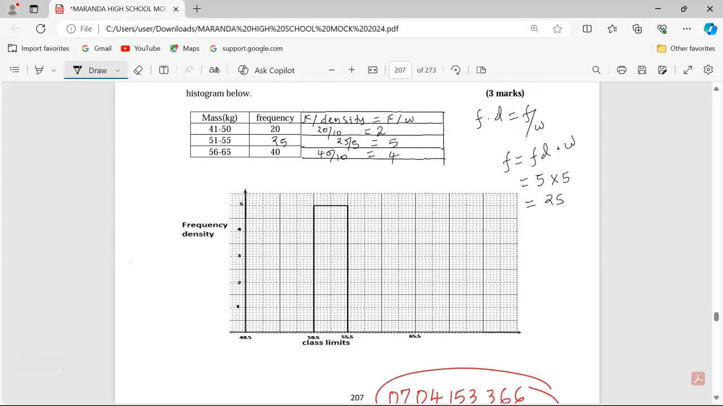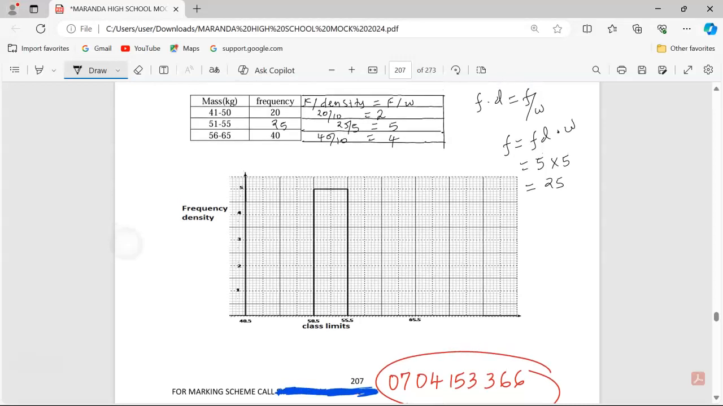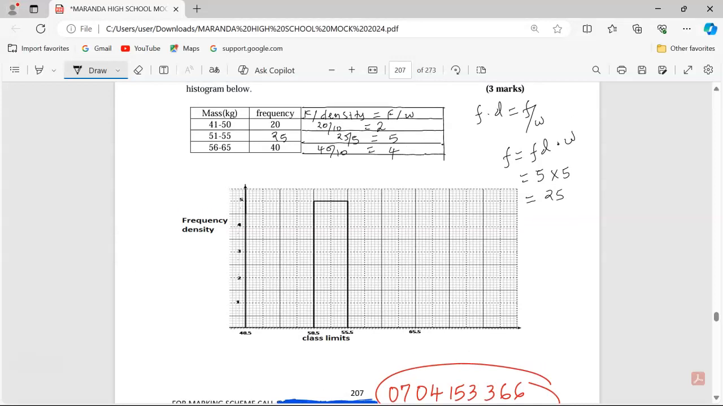We get back to our diagram now, whereby we need to plot the first class. The lower boundary is 40.5 and the upper boundary is 50.5. Then the frequency density that we should plot is 2. Therefore, on the vertical axis, we go where 2 is, a height of 2. So the first bar is going to be along this line. So now we have the first bar.